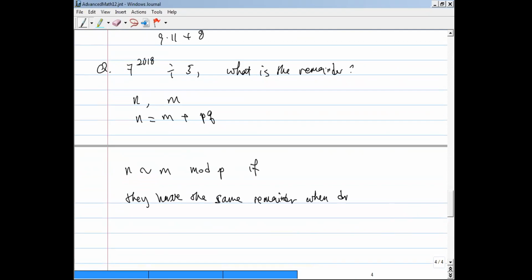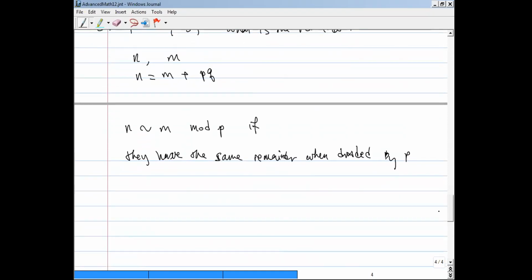When divided by p. So they're not equal or identical, but when we just talk about the remainder, they're the same, in this sense. So for example, 13: when 13 is divided by 9, the remainder is 4, right?